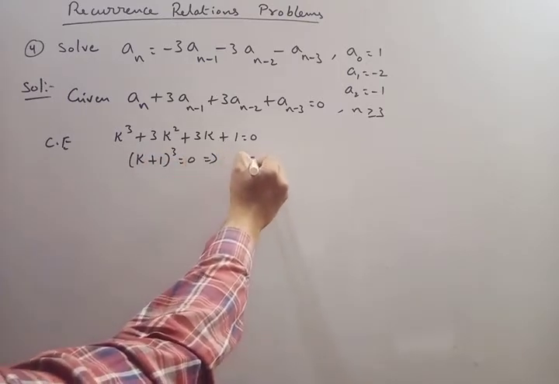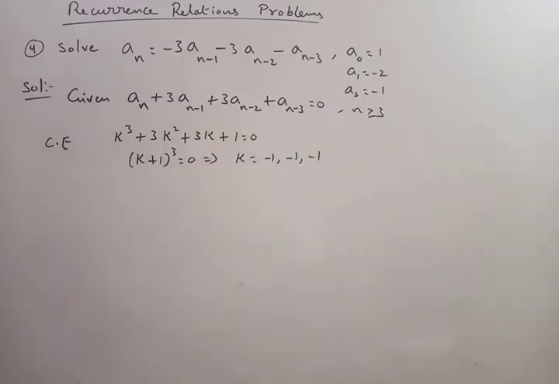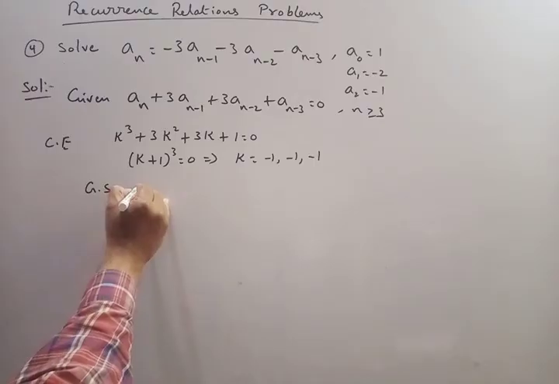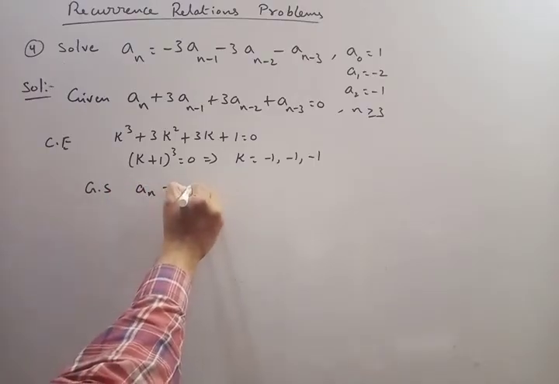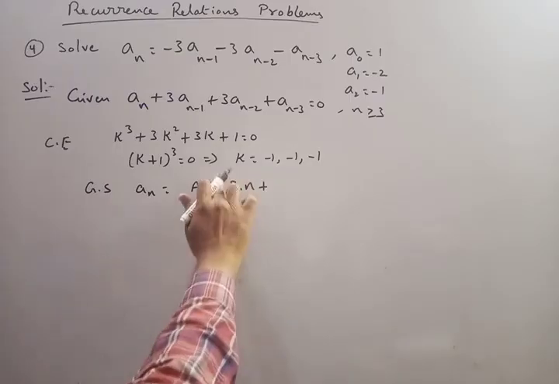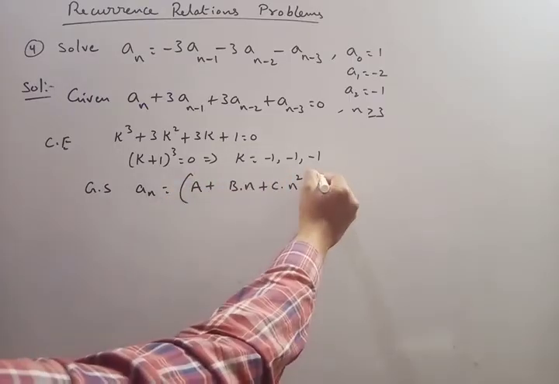This means k is equal to minus 1, minus 1, minus 1. Three roots are same. Understand? Three roots are same, correct? So therefore our general solution is a_n equals (a plus bn plus c n square) into k power n.